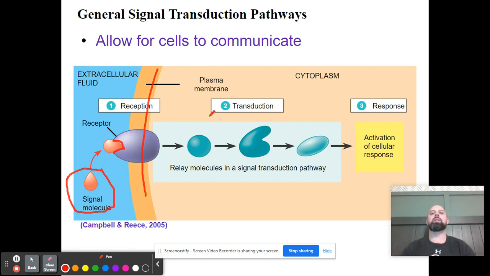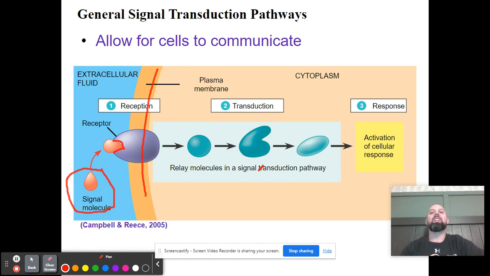And that's going to lead us to the second step, which is transduction. In transduction, what we have in the model here says relay of molecules causing a signal transduction pathway. A lot of times this can include a phosphorylation cascade, where proteins are turned on by being phosphorylated and turned off by being dephosphorylated, and that can transfer or relay that message throughout the cell. Oftentimes, there are also secondary messengers. Today, we're going to look at calcium as a potential secondary messenger, but cyclic AMP is another good example of a secondary messenger.